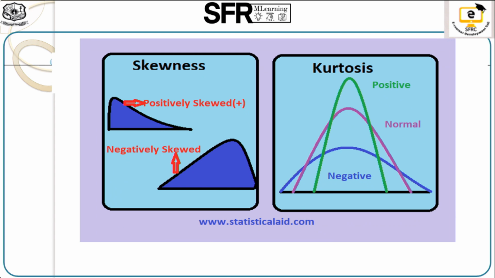Then about the kurtosis, we have to know about the normal curve. If the normal curve is in the center in this figure, then if the curve gets more peaked, it will be positive, and if the curve is negative, then it is flatter than the normal curve.